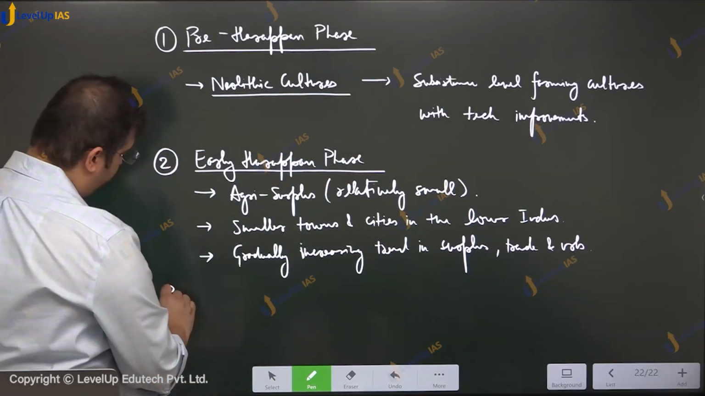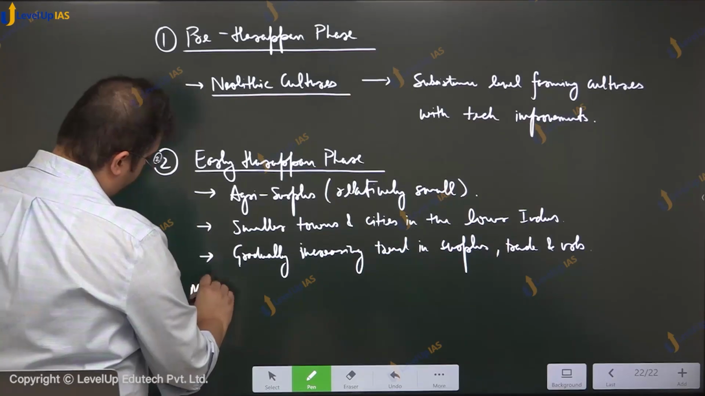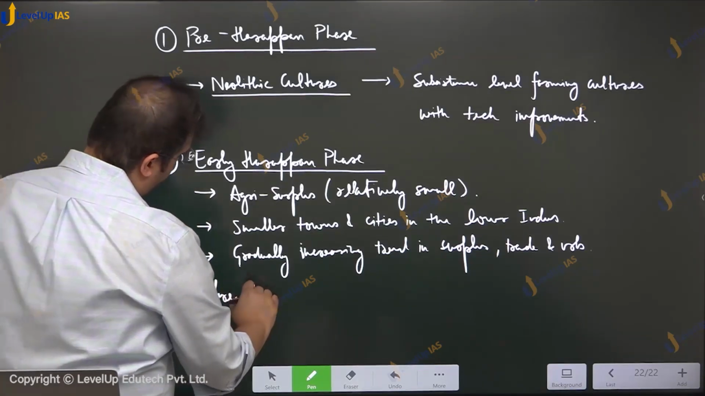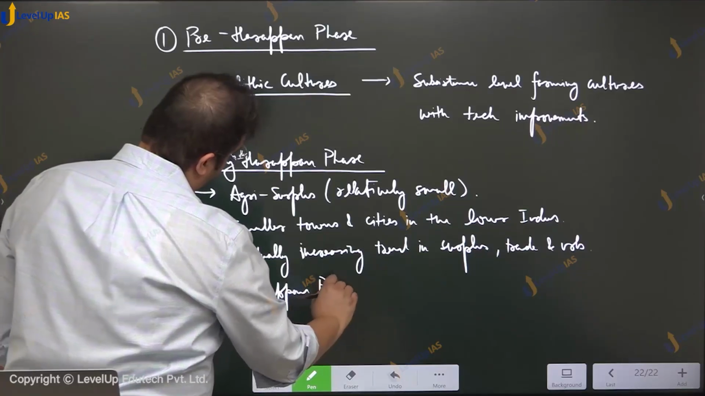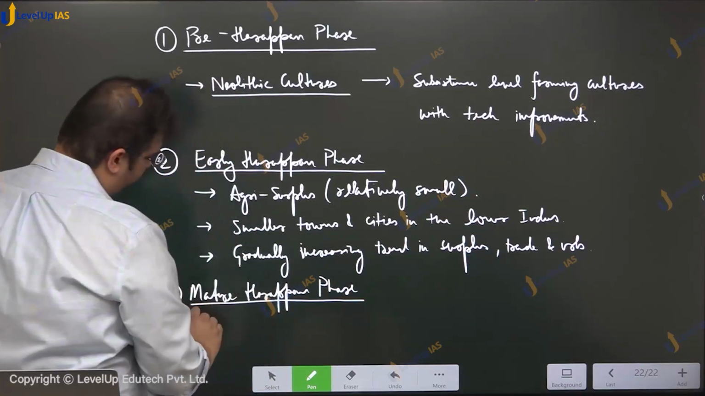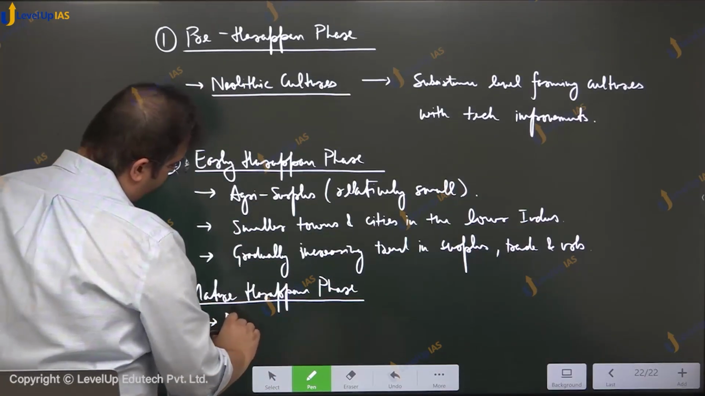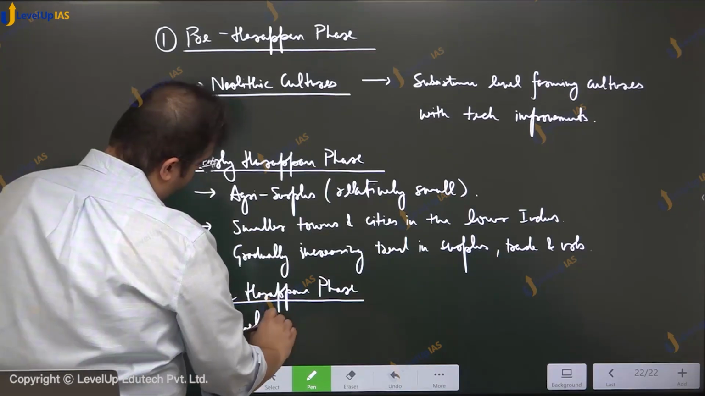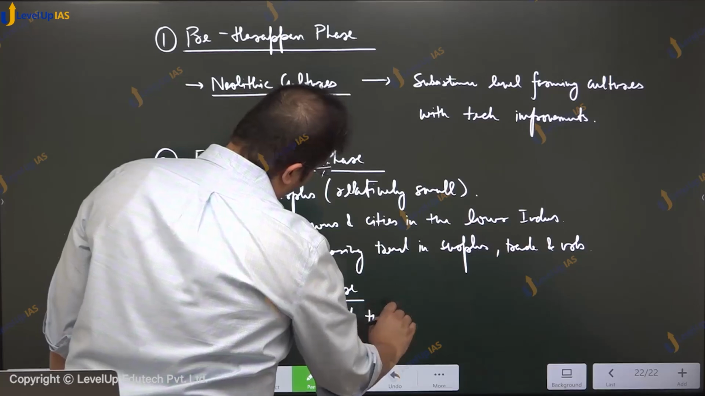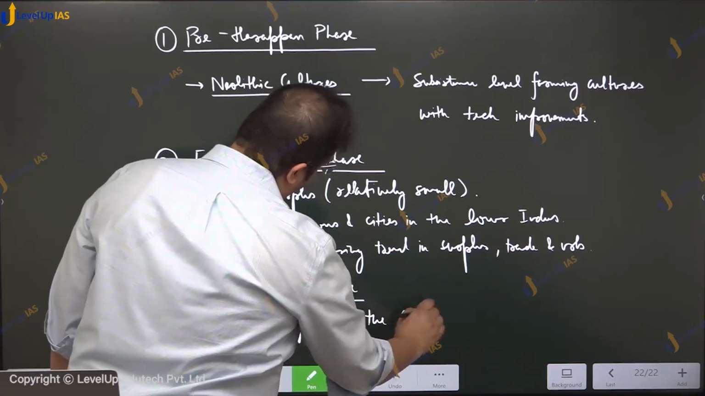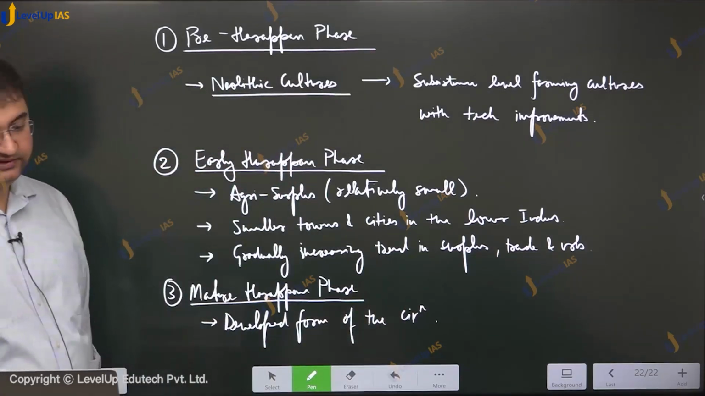And finally, mature Harappan phase में we see the developed form of the civilization.